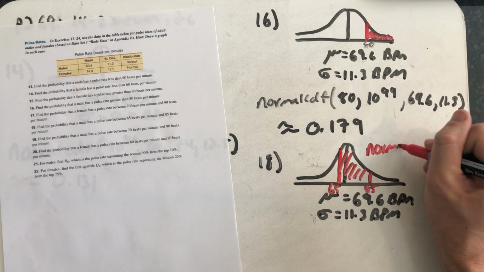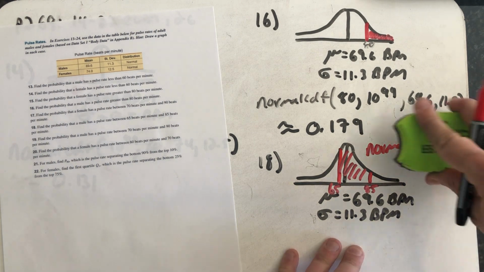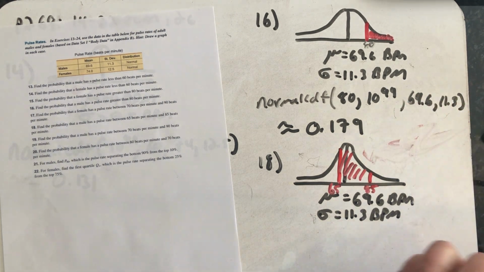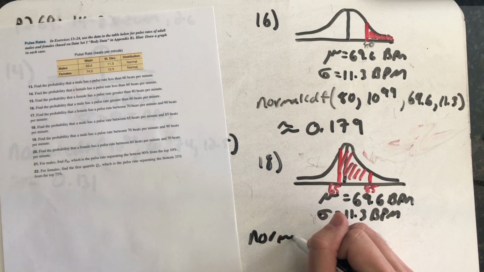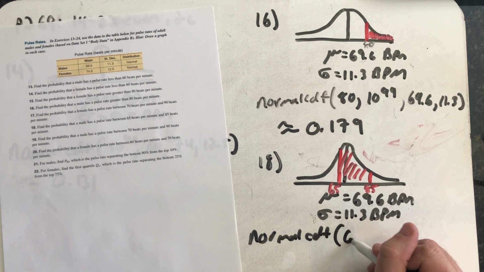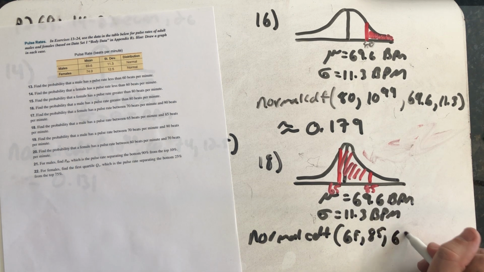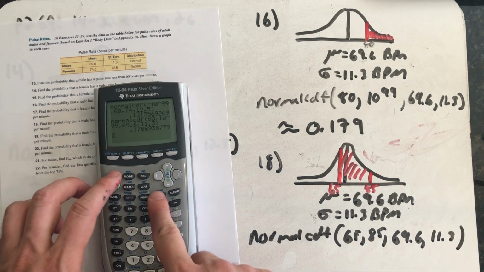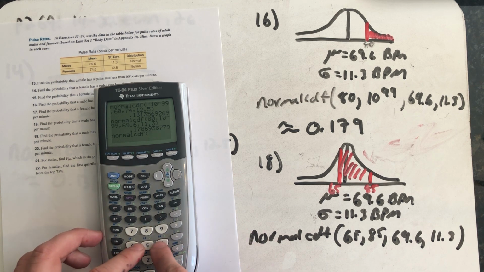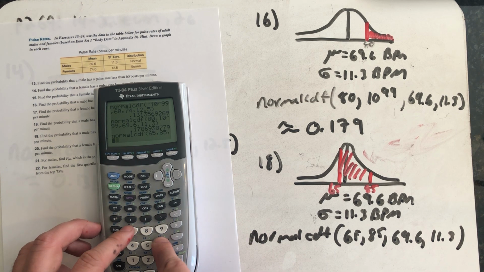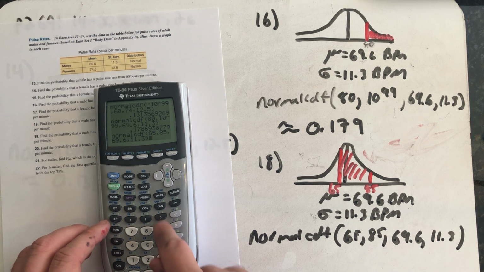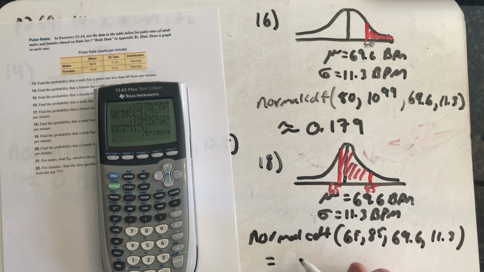So this time, normal CDF. I'm not going to have enough room to write that there, so we'll just come down here where it made more sense to write it in the first place. Normal CDF, 65 to 85, 69.6, and 11.3. The mean and the standard deviation always go in at the end. And we get a probability of 0.572.